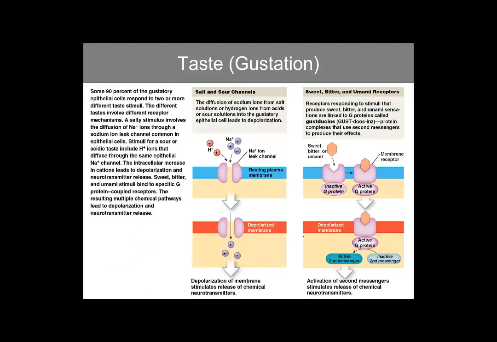In terms of those different tastes, salt and sour chemicals simply diffuse through leak channels. So here we have sodium associated with the salty flavor of foods, and then we have hydrogen ions, which are associated with sour or acidic types of foods. And they simply leak through channels, and as they leak, they depolarize the membrane, and again, if that graded depolarization is strong enough, you'll generate an action potential. Sweet, bitter, and umami receptors are a little more complex.